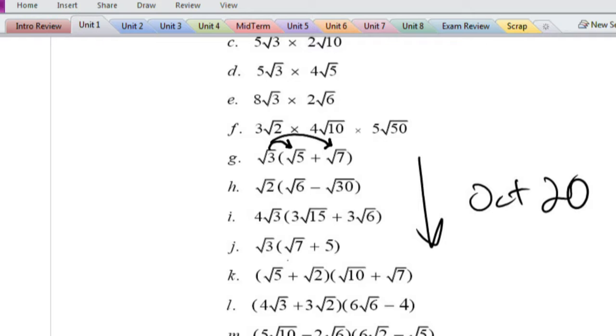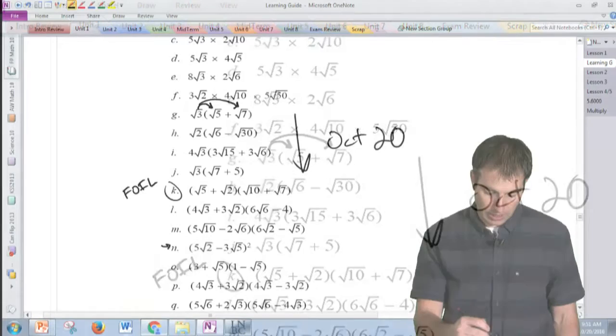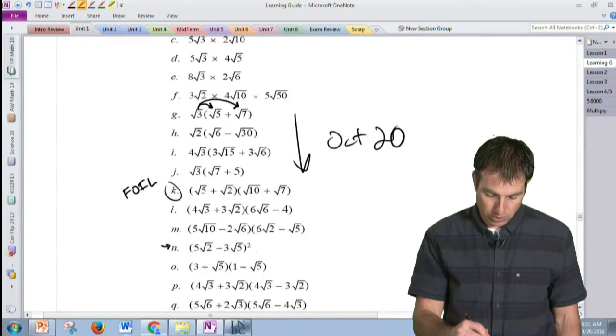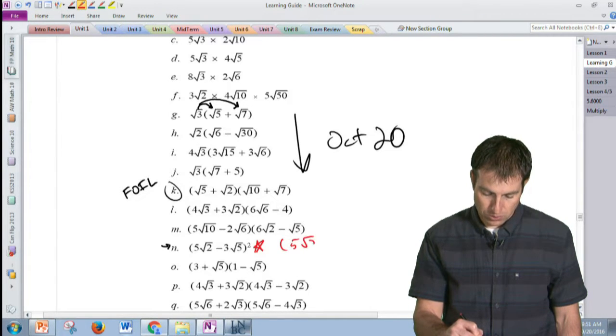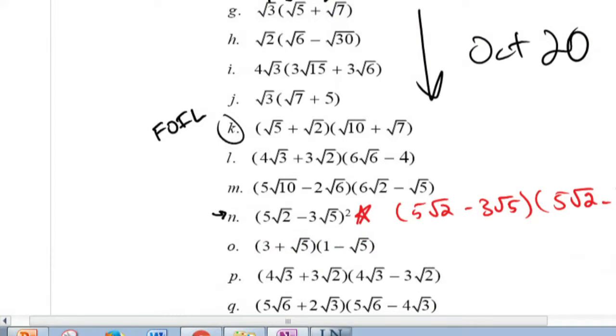We get into letter K, which is the beginning of our FOIL type questions. And then when we get down to something like N, it's extremely important, we'll start next to it, that you write this as 5 root 2 minus 3 root 5 times 5 root 2 minus 3 root 5.